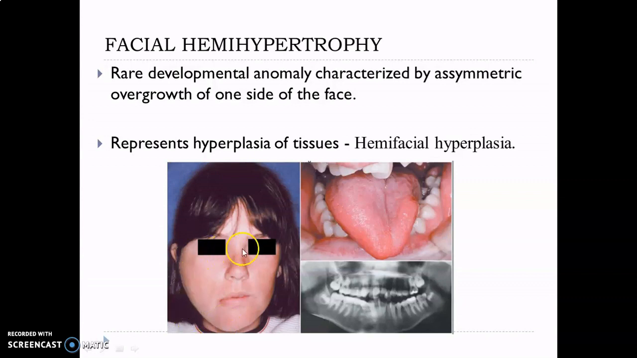There is a facial asymmetry caused by this, and if you look intraorally, there is unilateral enlargement of the tongue. One side of the tongue seems to be enlarged, and there is enlargement of teeth on the affected side. Also on the affected side, the deciduous dentition might show premature shedding, and there will be early eruption of permanent dentition. So that's all about facial hemihypertrophy.